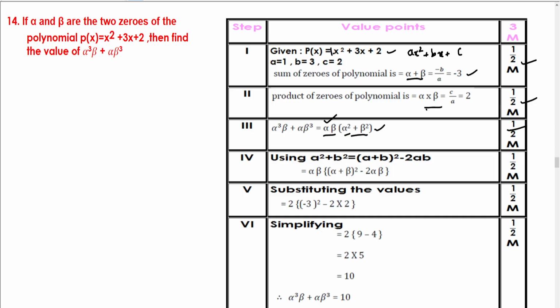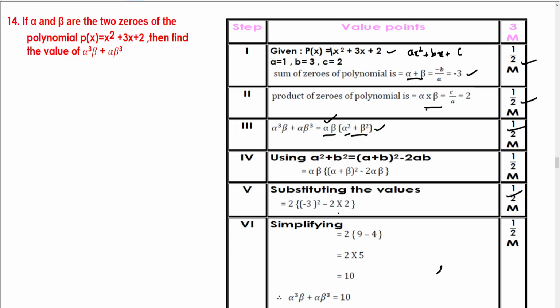Okay, half mark. So next we will continue with the substitution of the values. Here alpha into beta value you have how much? Alpha into beta value is 2, and substitute alpha plus beta value is minus 3 whole square, minus 2 into alpha into beta, which is 2. For this substitution you will get what? Half mark. And the remaining half mark will be given, as the question appears for 3 marks.